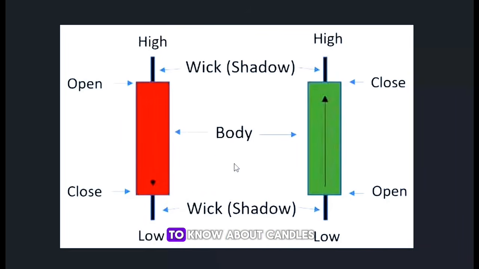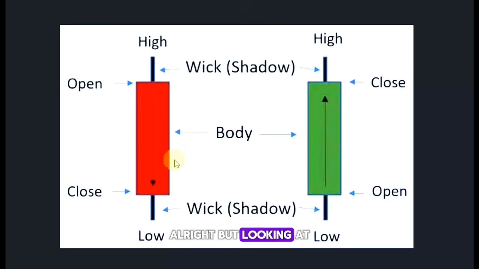But there is one thing that you need to know about candles. Every candle is divided into two major parts. The first one is the body of the candle, which is this thick part of the candle, and the second one is the wick of the candle, which is this tiny part of the candle. The wick is also called the shadow.